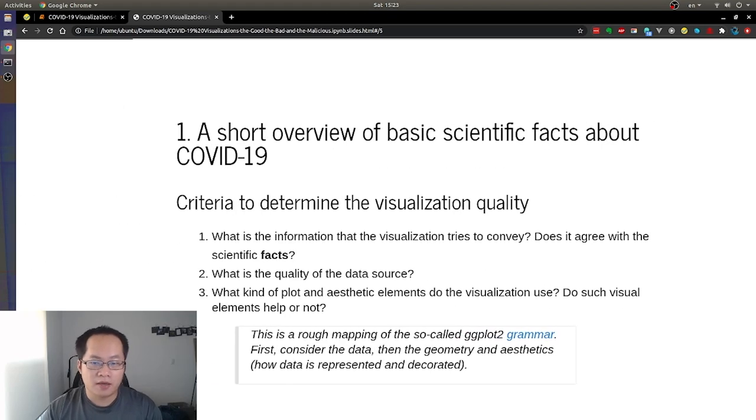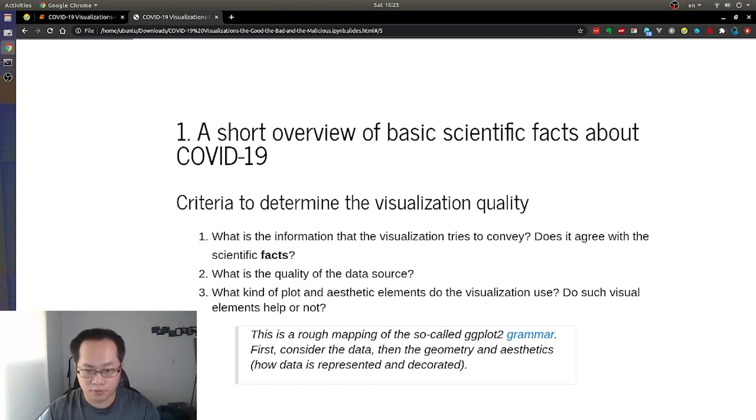So we have the facts. Then we need to determine a set of criteria for how we are going to determine the validation quality. Since we already have scientific facts to back our analysis, we have the first rule. The first one is, we want to know what information the visualization tries to convey. Does the information agree with the scientific facts? If the information the visualization tries to convey does not agree with scientific facts, then it's automatically a fail, a bad. What is the quality of the data source?